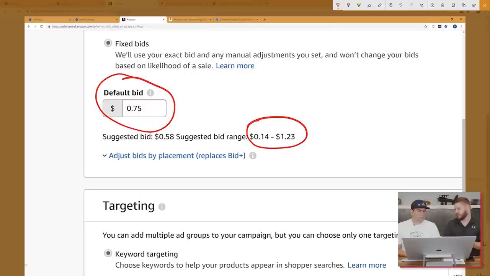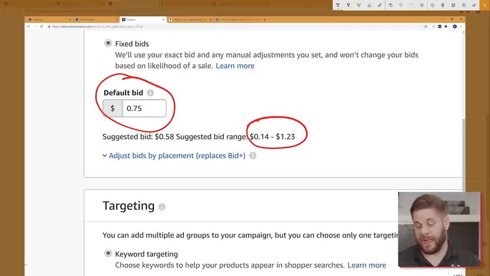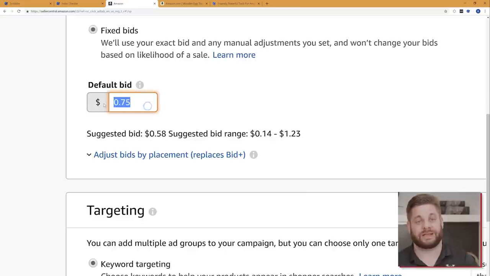Now, if Amazon is saying $1.23, most of our tests are probably in the 80 cents to maybe $1.50, $1.60 range. I'm going to go ahead and say, let's bid up to $3. So let's change this number right here to $3. It doesn't mean that we'll likely pay $3, but if someone is willing to bid $2, we need to know that because that's going to tell us how competitive these listings are, right?